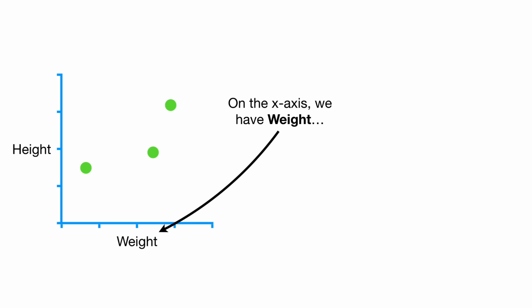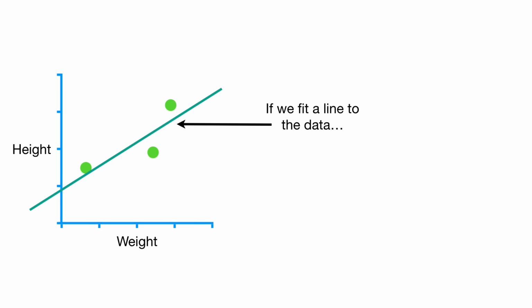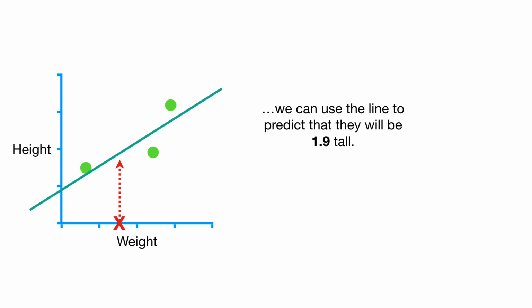On the x-axis, we have weight. On the y-axis, we have height. If we fit a line to the data, and someone tells us that they weigh 1.5, we can use the line to predict that they will be 1.9 tall.